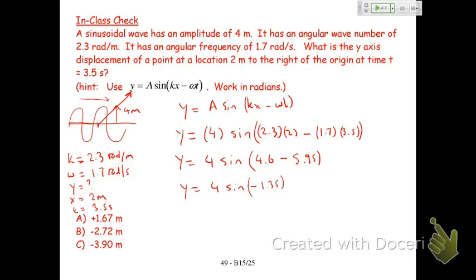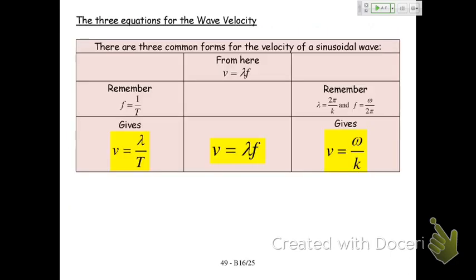So now I clear, and I go 4 times the sine of minus 1.35, remembering not to use the operator minus, but the actual little negative sign. And so y is equal to minus 3.9 meters. And my answer is minus 3.9 meters. Cool. So not bad. You've got to know the equations, know what the symbols stand for. It's not bad.